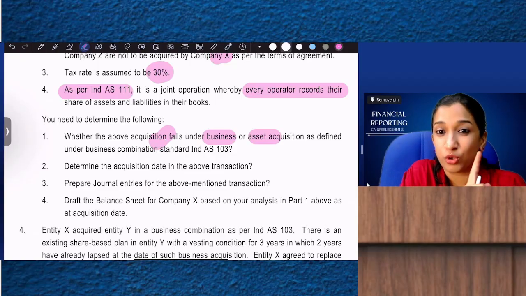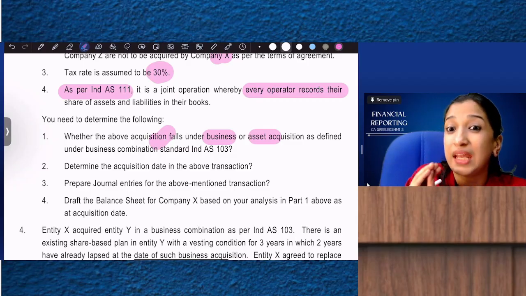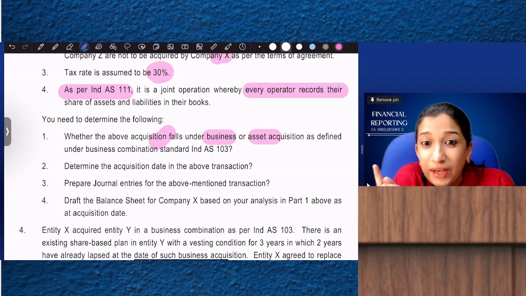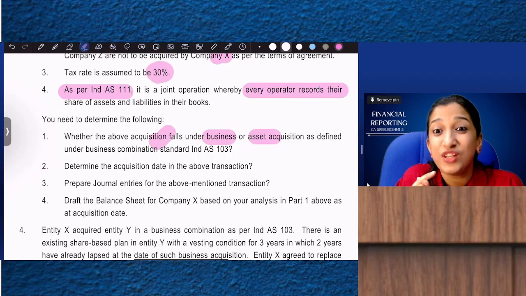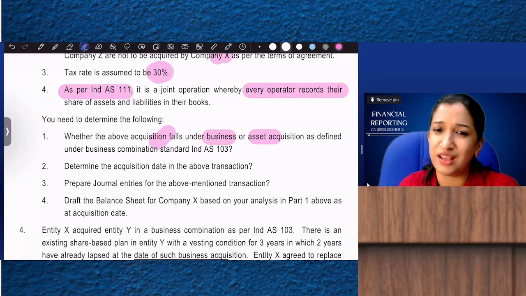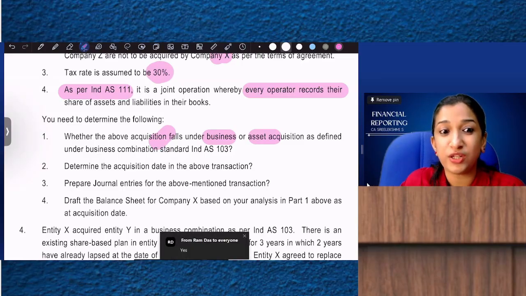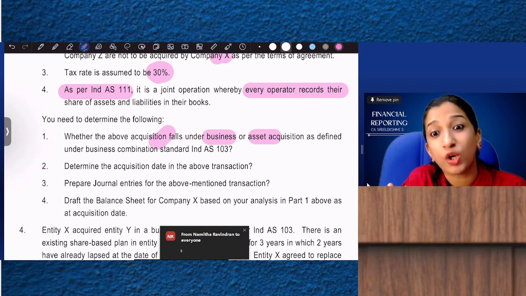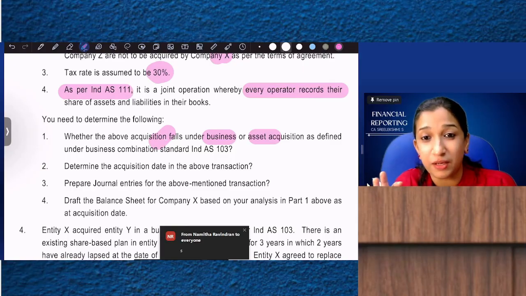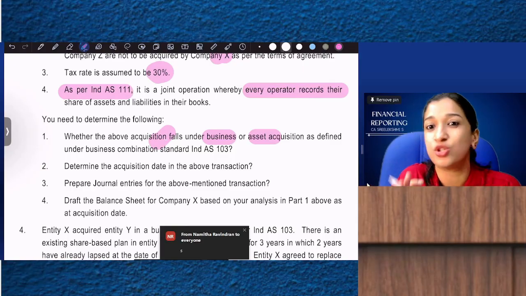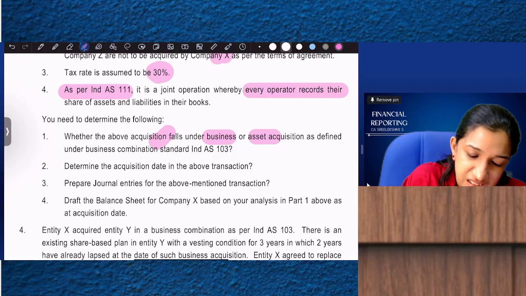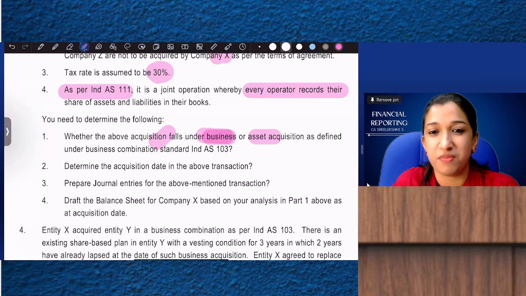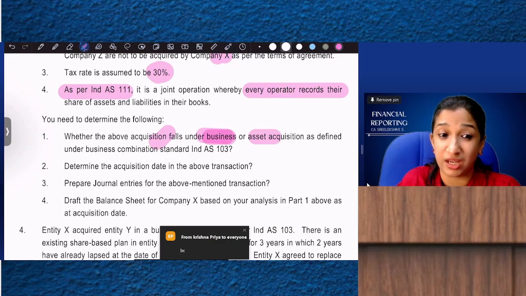To constitute a business combination, you should acquire control. In the given case, you acquired one joint operator's interest, which means you acquired control. In case of a joint operation, each party is having control, and the standard says you acquired control. One operator buying the share from another joint operator means you are acquiring control. So this falls under business combination accounting.